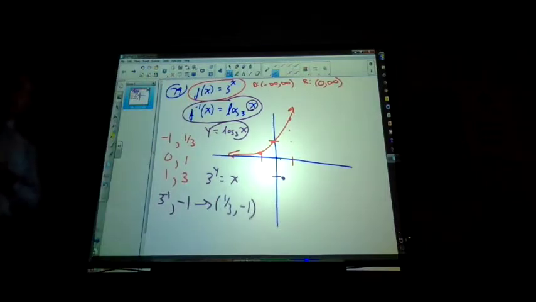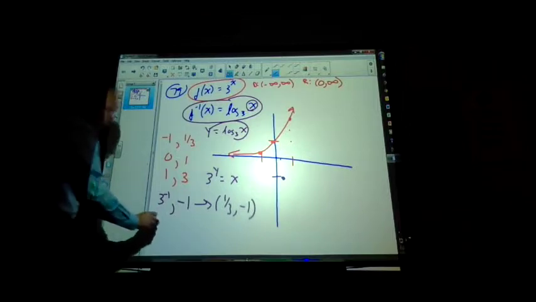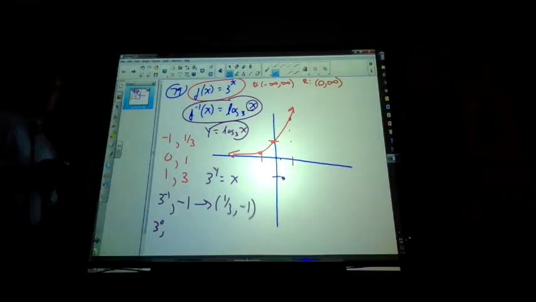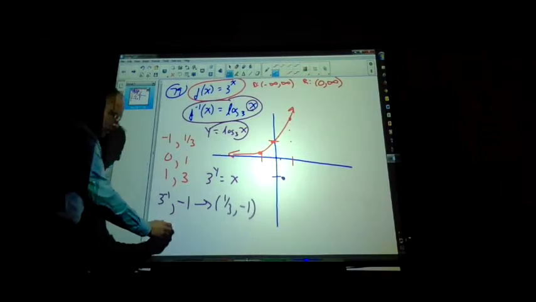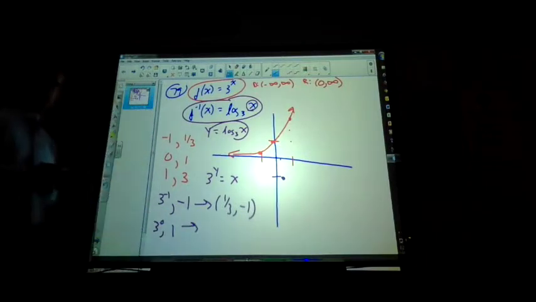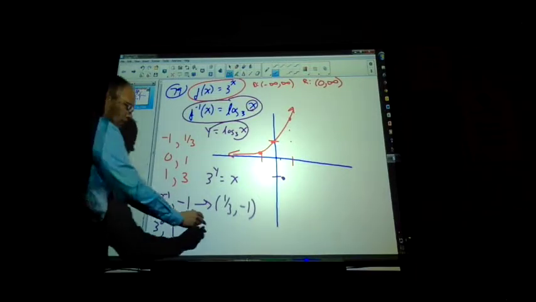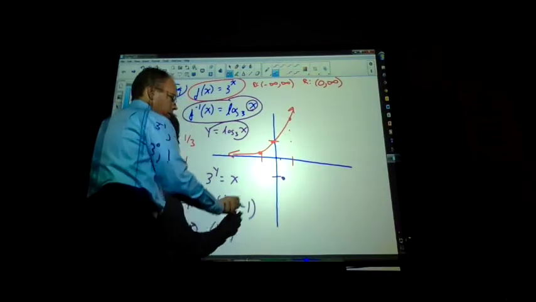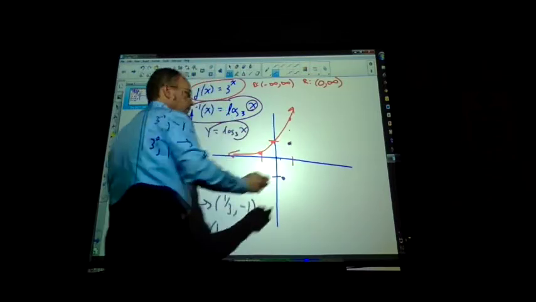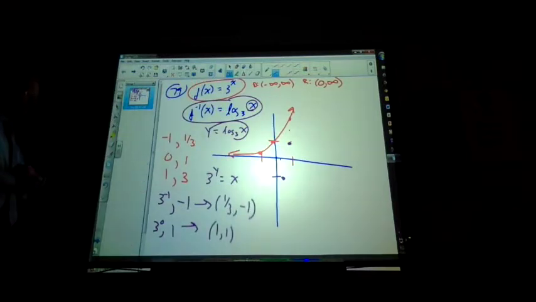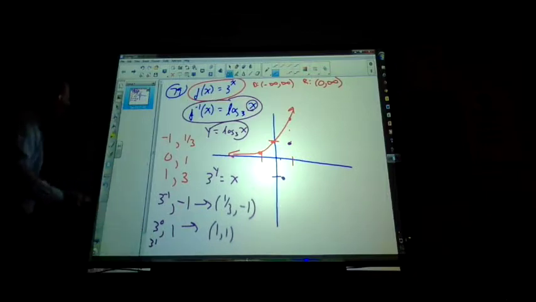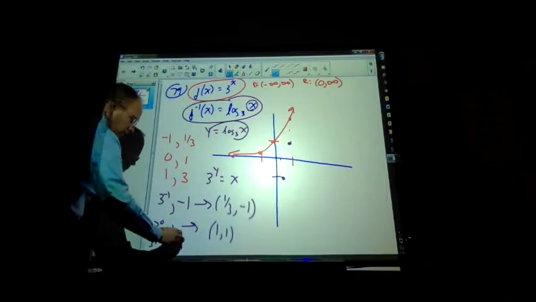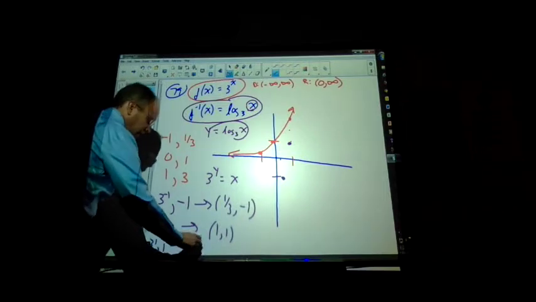Is that okay? What about if I plugged 3 to the 0 in? What is my answer going to result into being? 1. So what is 3 to the 0 power? 1. So 1 comma 1. What about 3 to the 1st? What would my answer yield? 1. So 3 to the 1st is 3, so I get 3 comma 1.